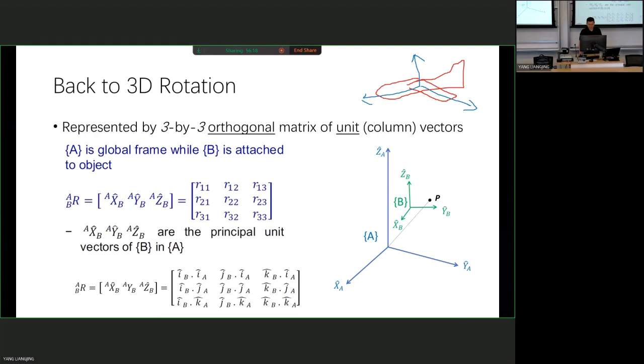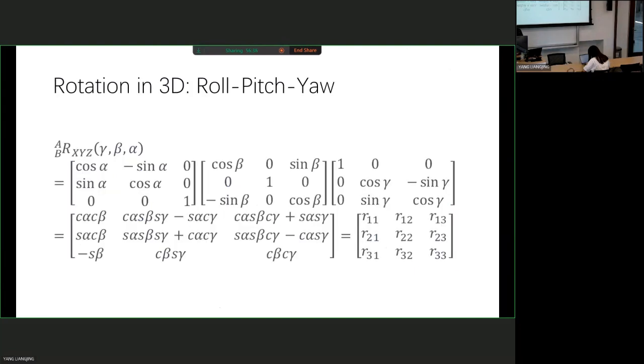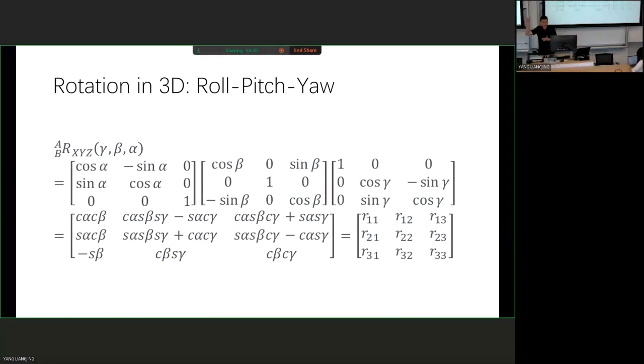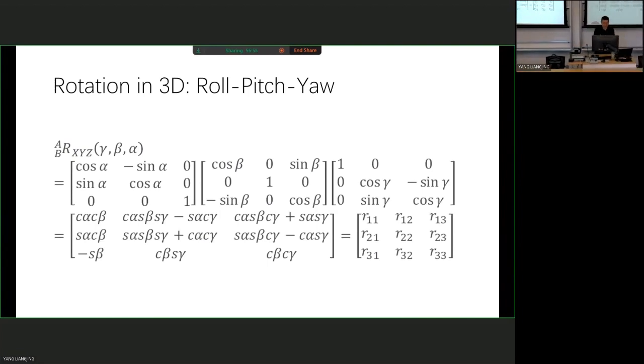Okay, so let's say we have roll alpha, pitch beta, and yaw gamma. Okay, so you are describing alpha, beta, gamma degrees in all these three axes. So this is nothing but multiplying three rotation matrices, right? So you can have this kind of formula. This is actually very common in your textbook. There are like 24 different combinations depending on the order.